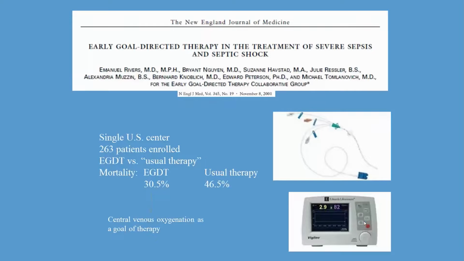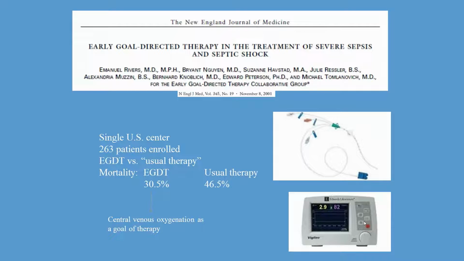Right. And then how to assess the adequacy of resuscitation. Again, what are the endpoints of resuscitation? And this was a study in 2001 that really crystallized our approach towards aggressive fluid resuscitation in sepsis, and really helped us understand that sepsis is a time-dependent problem.